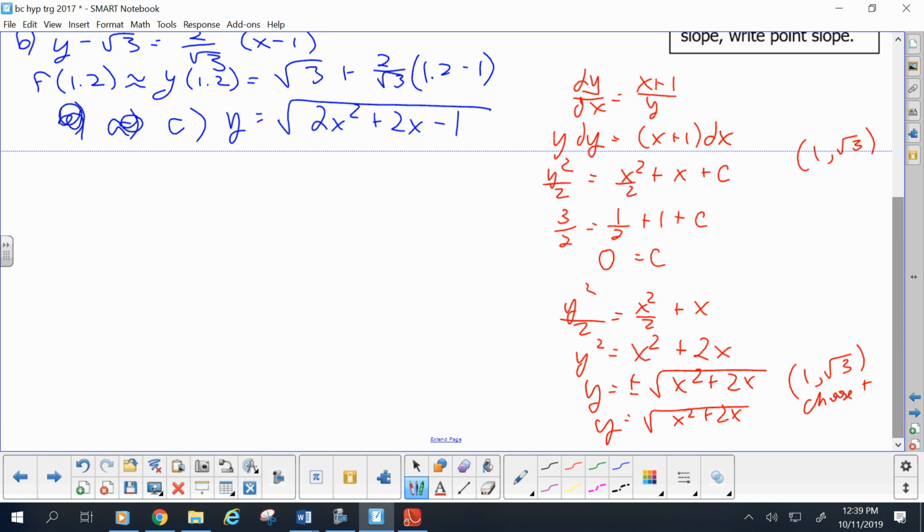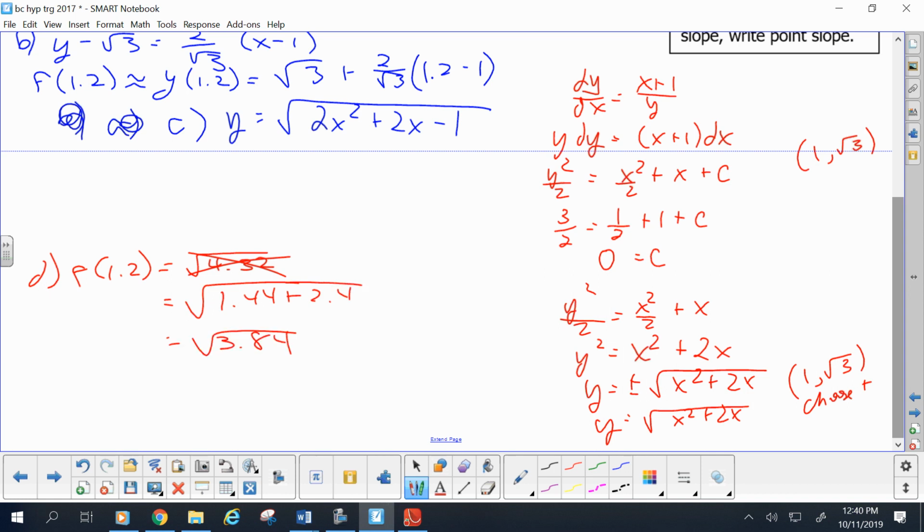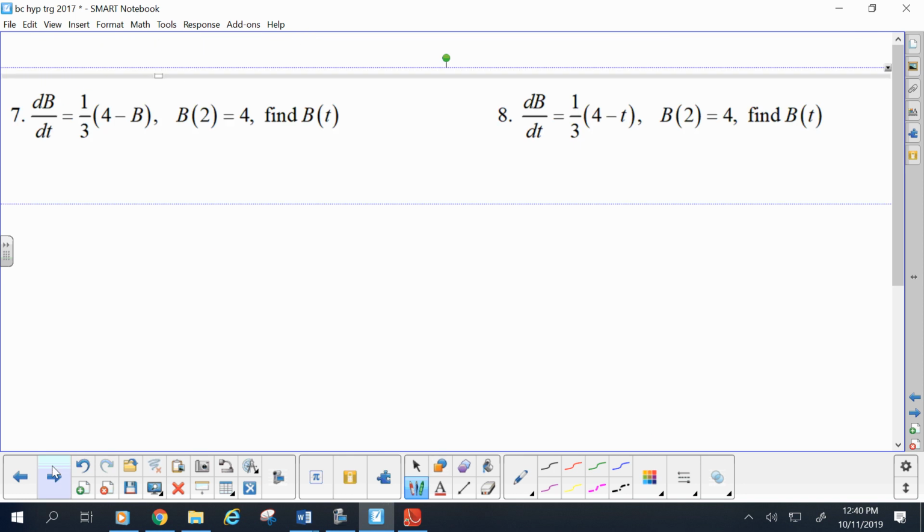Is there another part? D. Did you get that f of 1.2 then? Now that you actually have the function, rather than use the tangent line to estimate, we can actually find what f of 1.2 is. And f of 1.2, I got the square root of 4.32. No. Nope, my function was wrong, so that's going to be wrong. So more like 1.44 plus 2.4, so more like the square root of 3.84. Okay, cool. Number 7 had a good piece in it, and then I screwed up. So if you felt like, what, this is breaking math, that's my bad. I do want to focus, I don't want to dump this all together.